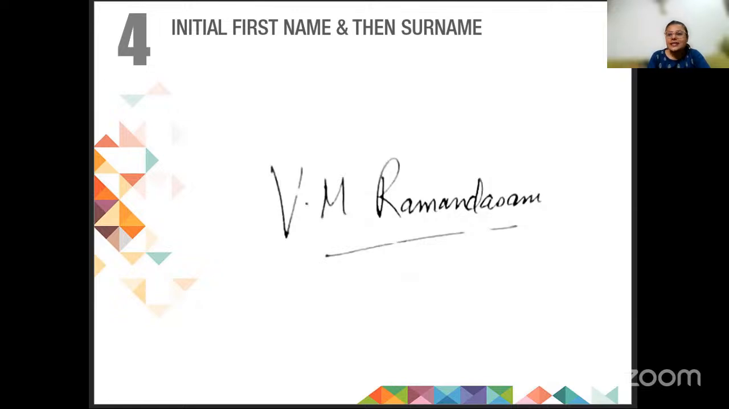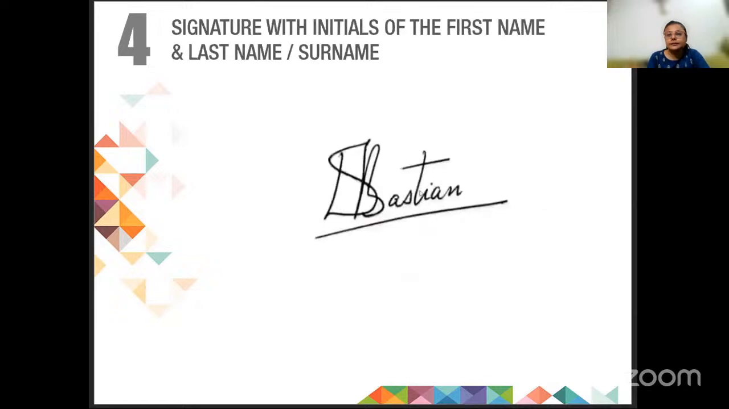So we can see that in the case of Gandhiji also, he was very much close to his family. Next is signature with initials for the first name and the last name. Here what he has done, he has written his first name and the initial of his last name, and then he has written the whole name or surname like this.